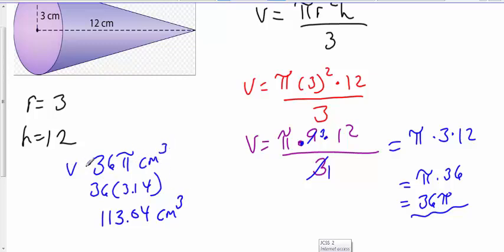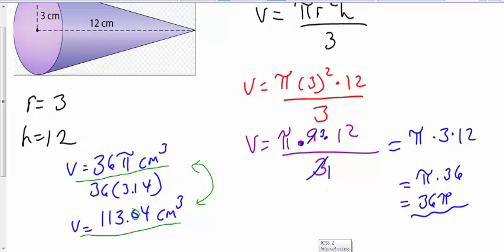So we have volume equals this particular equation, and volume equals this answer. Note that these are the same. One is in terms of pi, and then this one has been multiplied, and that's a 0 there.